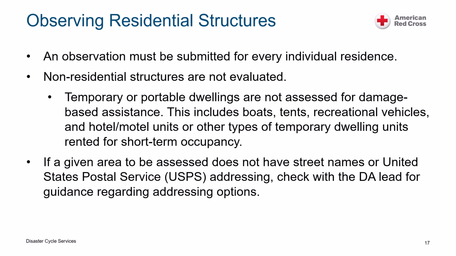Within your assigned geographic area, you must complete an observation for every residential address. Non-residential structures are not evaluated. Non-residential structures include wholly commercial or industrial buildings and temporary or portable dwellings that are not permanent residences at a fixed address. To conduct an observation, the structure must have U.S. Postal Service addressing. Contact your supervisor for addressing options if you encounter situations where U.S. Postal Service address conventions are not available.